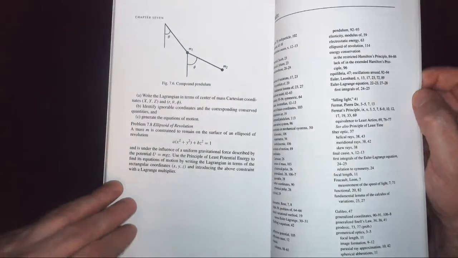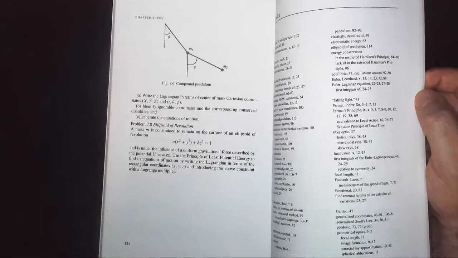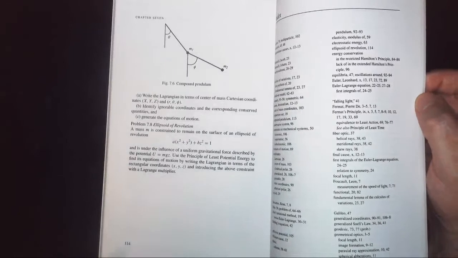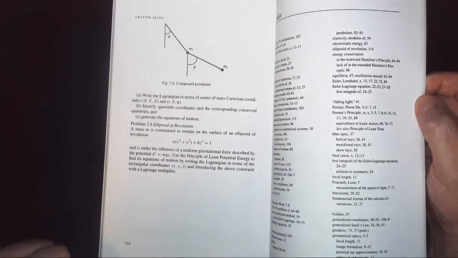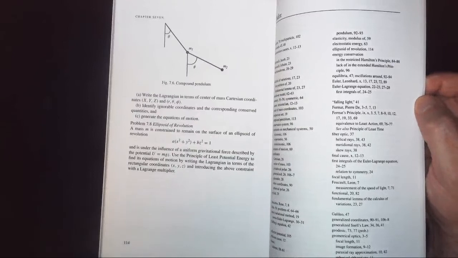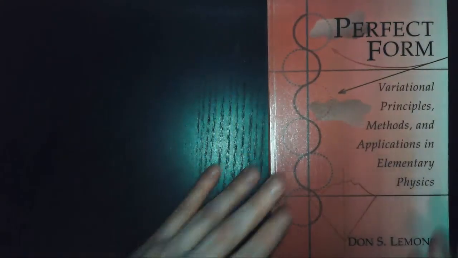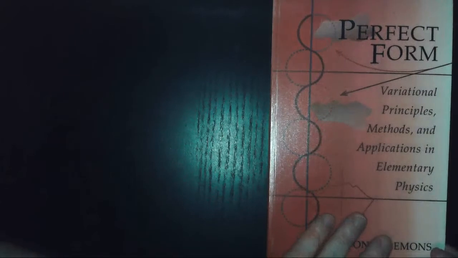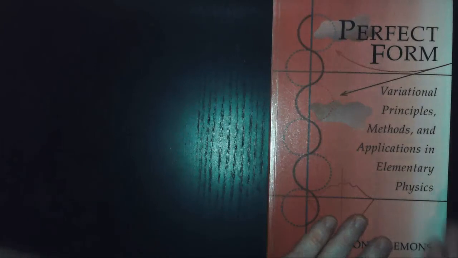And here's one that you probably do not see: the double pendulum in your Physics 1 book. But that's also very interesting. And now I want to do problem 7.8, ellipsoid of revolution. I love ellipsoids of revolution. Very important in magnetism. So again, I really like this book. I think it has a lot of things that are useful pedagogically.